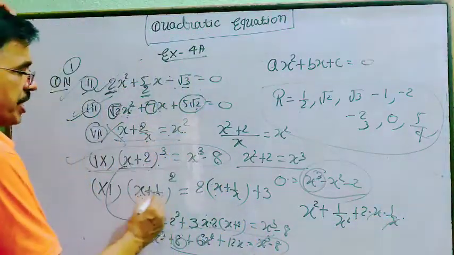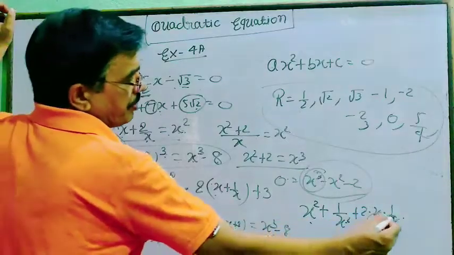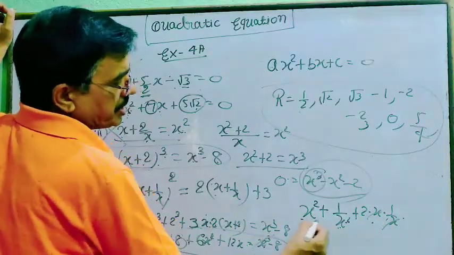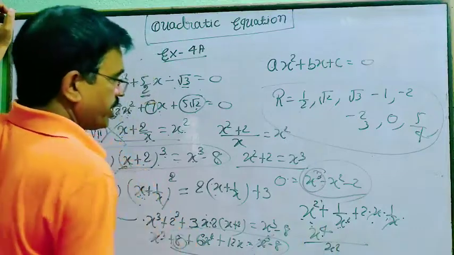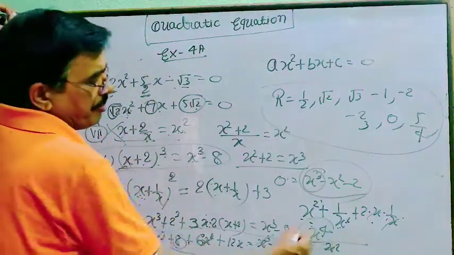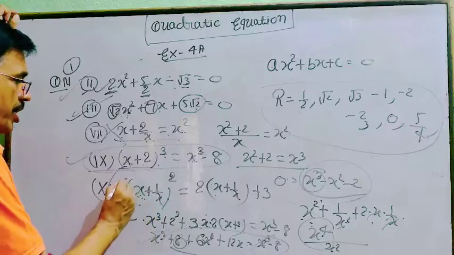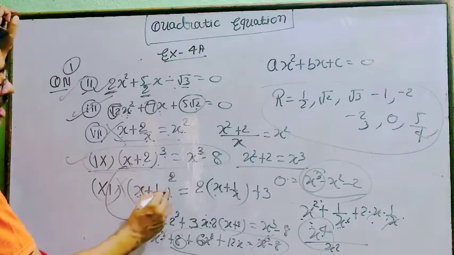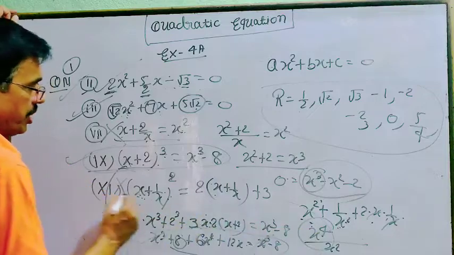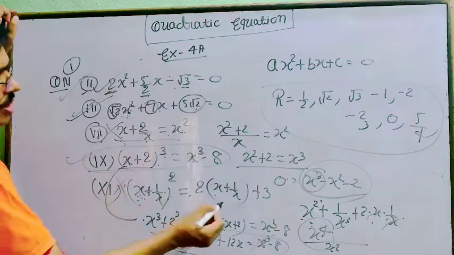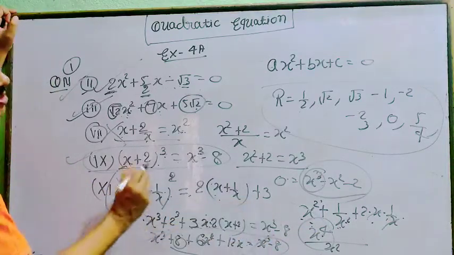That is (a + b) whole square, a square plus b square plus 2ab. After solving this equation, you get x to the power 4, as is clear here: x square times x square gives x4 and the power will be 4. So it is not a quadratic, because the maximum degree of this equation is 4. So we can say it is not quadratic because the degree of the equation is 4.